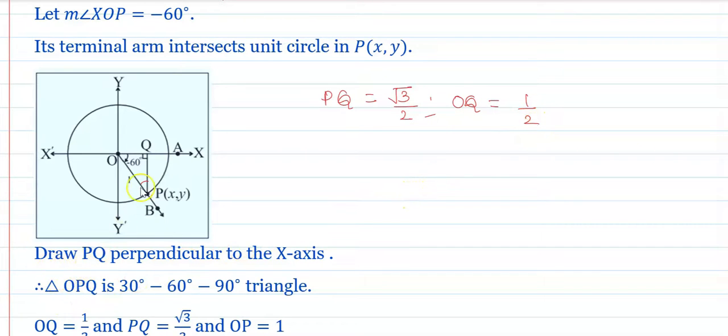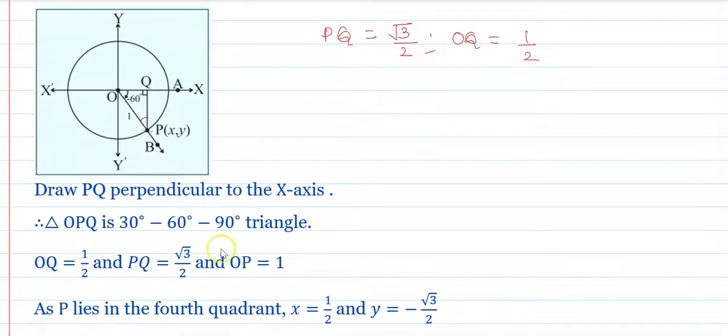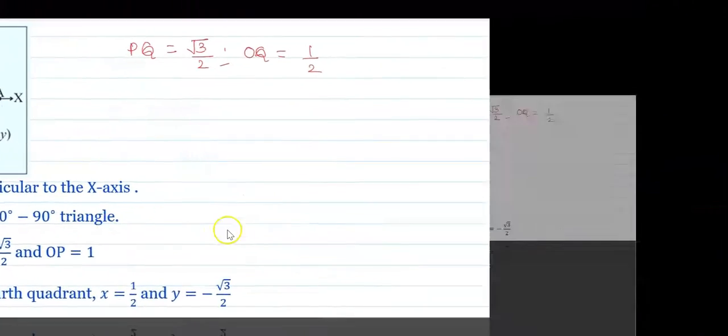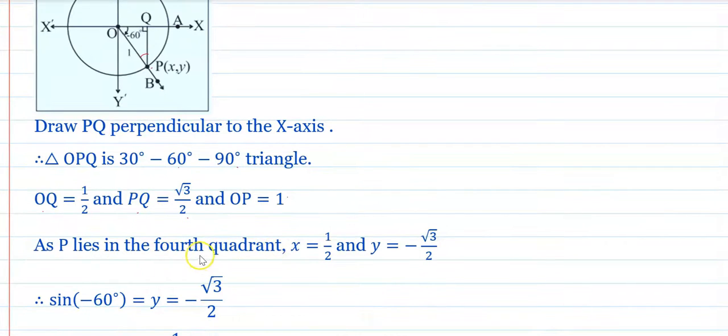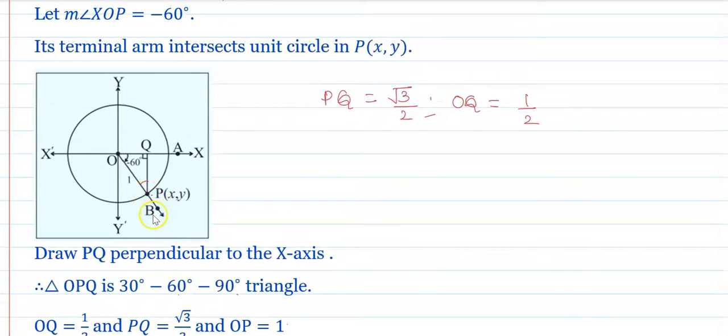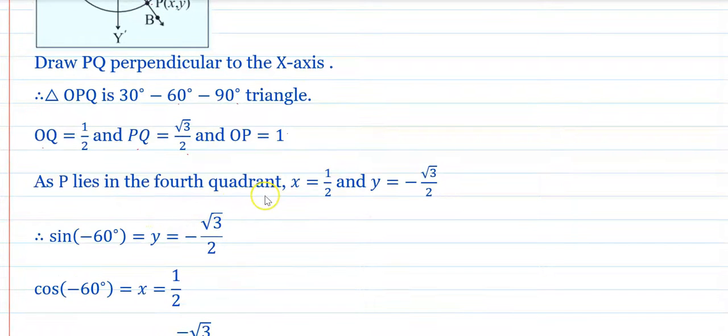Okay, draw the perpendicular PQ to the x-axis. Therefore triangle OPQ is a 30, 60, 90 degree triangle. OQ is equal to 1 upon 2, PQ is equal to root 3 by 2, OP is equal to 1. P lies in the fourth quadrant. Okay, and in the fourth quadrant, X is positive, Y is negative. Therefore, X is equal to 1 by 2, Y is equal to minus root 3 by 2.